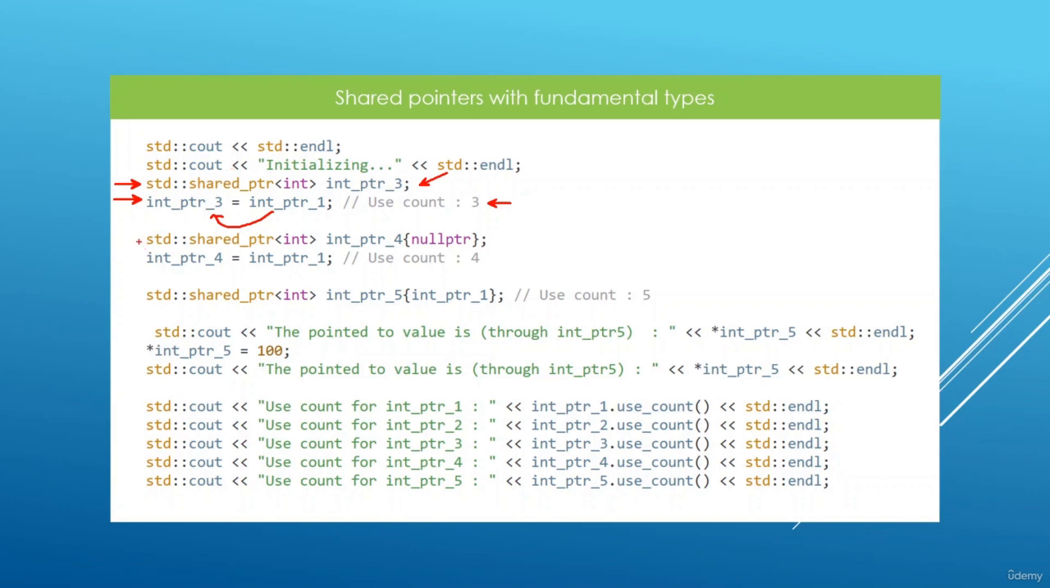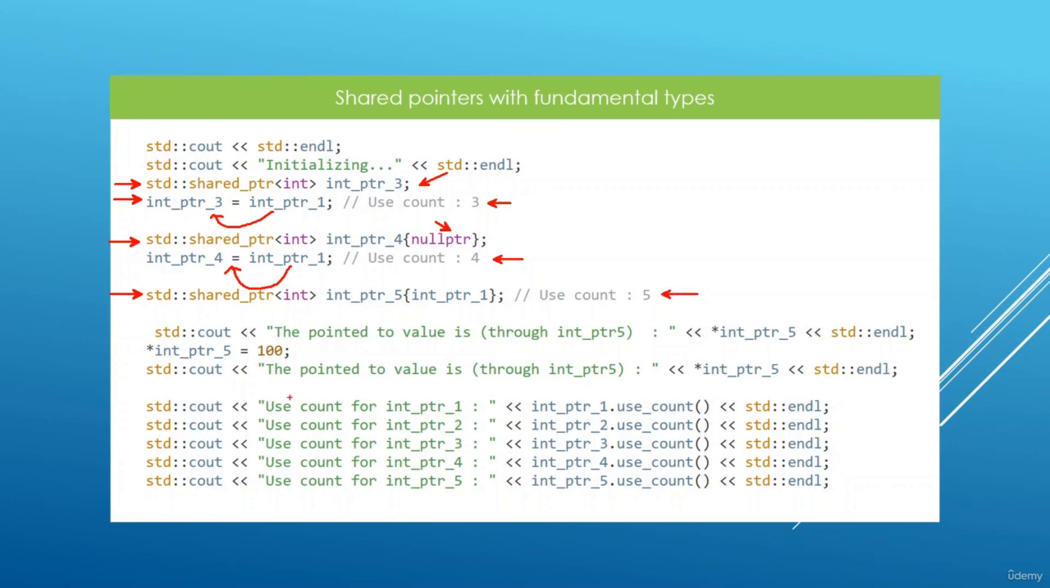Another thing we can do is set up another pointer and initialize that with null pointer and then explicitly assign pointer 1 to pointer 4 as we do here. This is going to push the reference count to 4 because now we will have 4 pointers pointing to the same data in memory. If we use the syntax here to set up another pointer, pointer 5, pointing to the same data in memory, the reference count is going to go to 5.